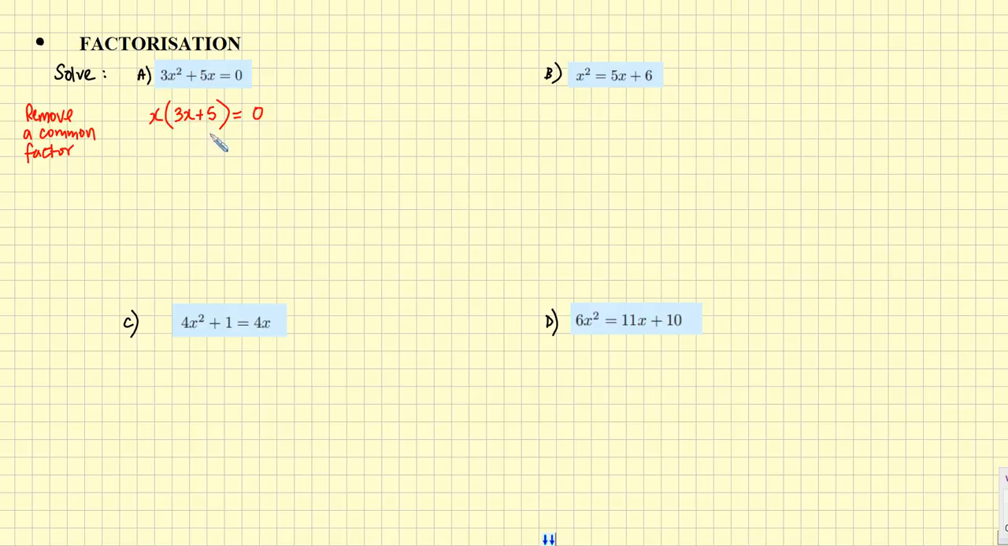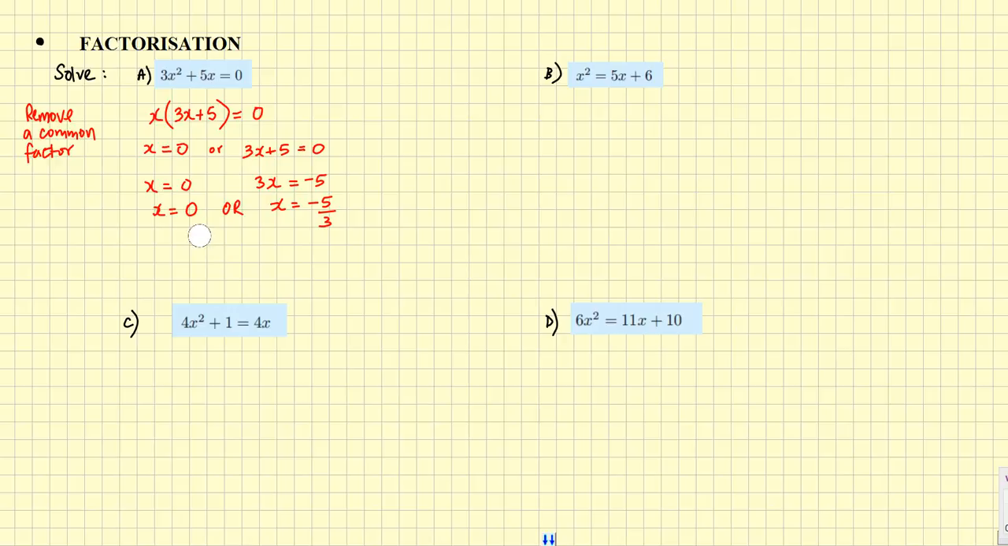Now, having gotten this far, all we need to do at this point is use the null factor law. And the null factor law says that because we do have a product of terms here, x multiplied by 3x plus 5, then that means that x is either equal to 0 or 3x plus 5 is equal to 0. Now, x equaling 0 will just remain x equaling 0, and then I can proceed to solve 3x plus 5 by isolating for x, so that I have 3x is equal to negative 5, and x is equal to negative 5 over 3. Okay, so that tells us that our two solutions are x equals 0 or x equals negative 5/3.